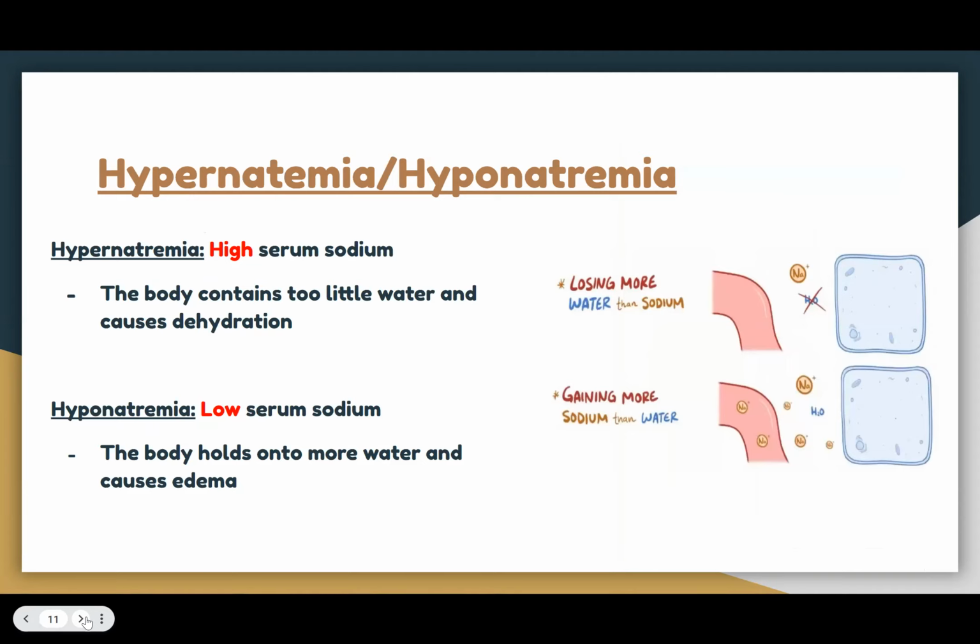So hypernatremia is high serum sodium in the body, and it's when the body contains too little water and causes dehydration. But on the other hand, hyponatremia is low serum sodium in the body, and it's when the body holds onto more water and causes edema, as you can see in the right picture.